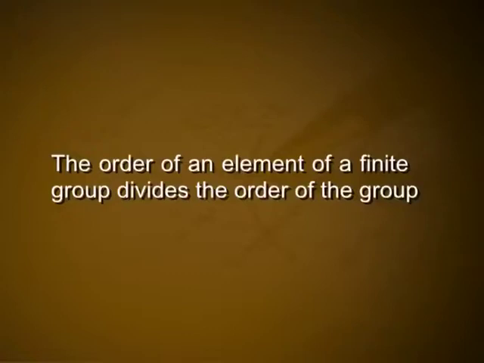Theorem 6. The order of an element of a finite group divides the order of the group. Proof. Recall that the order of an element is the order of the cyclic subgroup generated by the element. By Lagrange's theorem, the order of any subgroup of a finite group divides the order of the group. Hence, in particular, the order of the cyclic subgroup generated by an element divides the order of the group. Combining the two statements, we conclude that the order of an element of a finite group divides the order of the group.